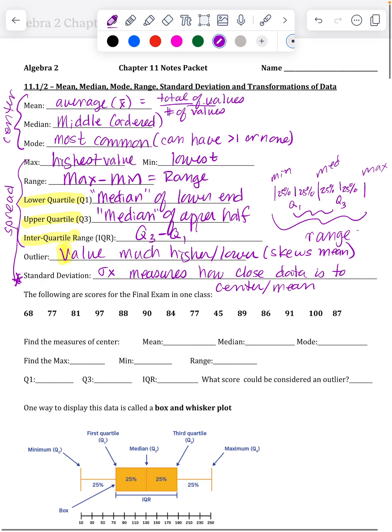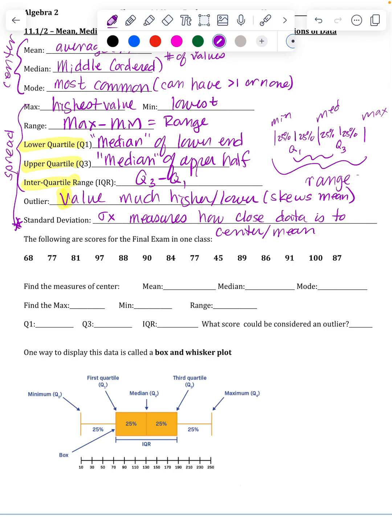So those are all terms. I went through them kind of fast, but I also feel like it's stuff you've already done. So we're going to go through and practice finding those numbers again. The first thing I'm going to need to do is put my data in order. It's telling me these are my final exam scores. So I'm going to find the lowest score and I'm going to go up from there.